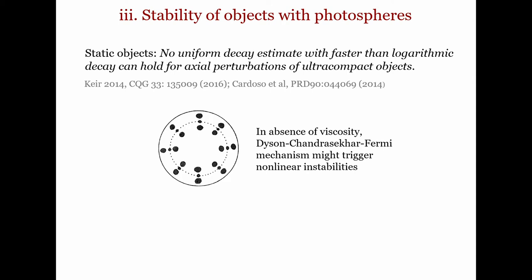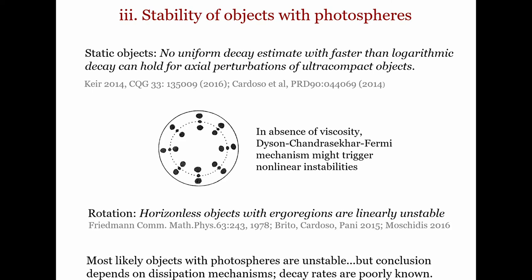Very good. We don't really know what's going to drive the instability. We don't really even know the end state. Some conjectures are that the star is going to collapse because the linear modes look like cylinders. And there's a mechanism called the Dyson-Chandrasekhar-Fermi mechanism that should basically disrupt the star.